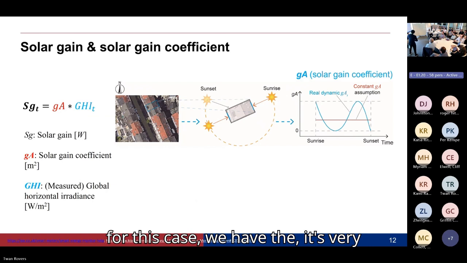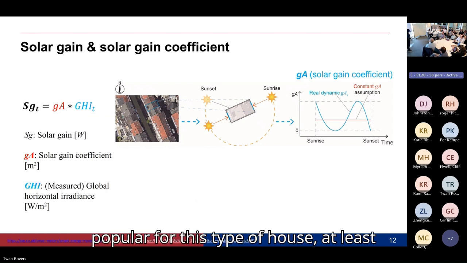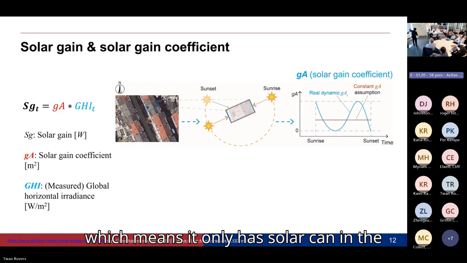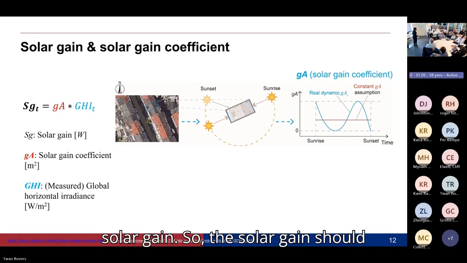For example, for this case, it's very popular for this type of house, at least in Europe. It only has windows on the east and west side, which means it only has solar gain in the early morning and late afternoon. Which means, again, if there's no solar gain, there's no solar gain distribution.